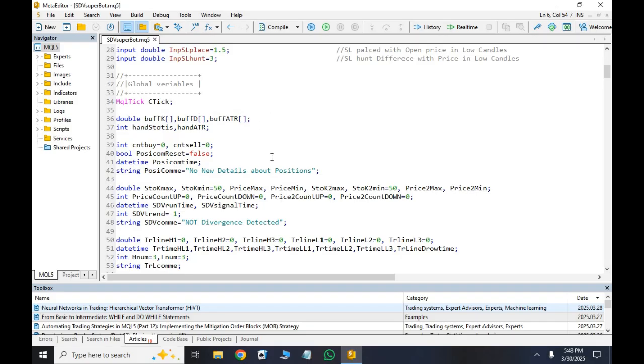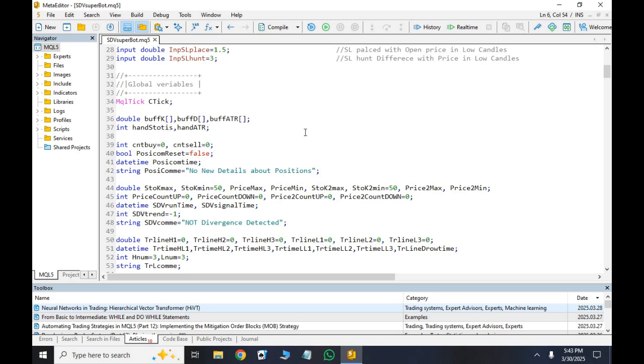If you are a beginner, watch previous videos on how to set and get an indicator for this coding. All of this is explained in previous videos. If you have seen those videos, you know about these indicators. For an indicator we want buffer values and handle values, so I set global variables: handle stochastic value and handle ATR value.